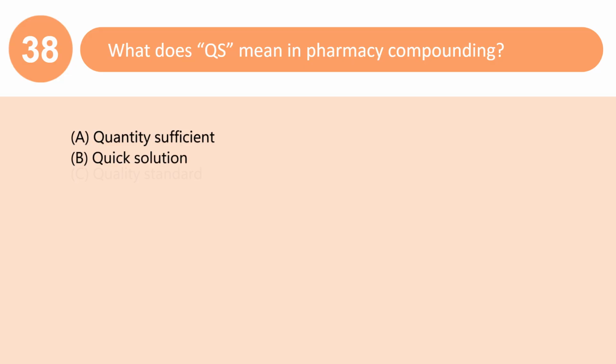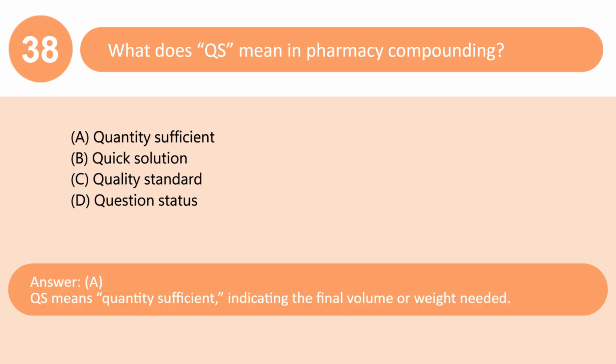What does QS mean in pharmacy compounding? A. Quantity sufficient. B. Quick solution. C. Quality standard. D. Question status. Answer: A. QS means quantity sufficient, indicating the final volume or weight needed.